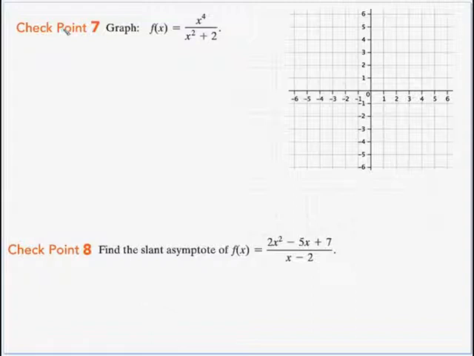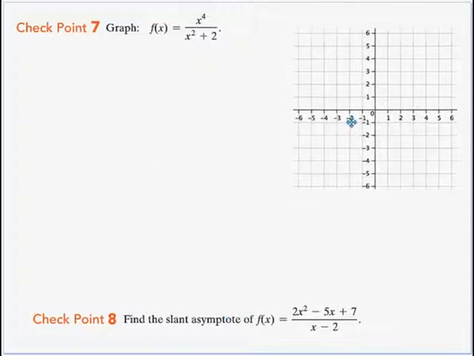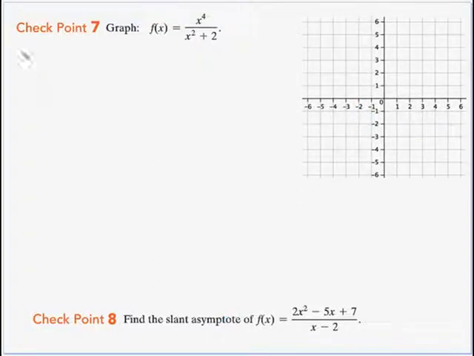All right, for checkpoint 7, graph that. Again, it will have the general shape of a parabola. And checkpoint 8, find that slant asymptote. Okay, step 1, symmetry is even, so it will have y-axis symmetry.